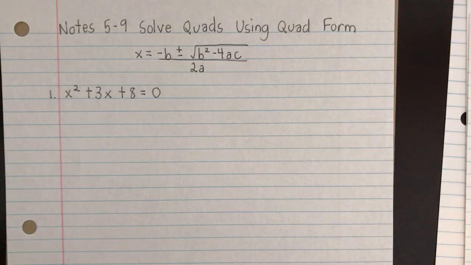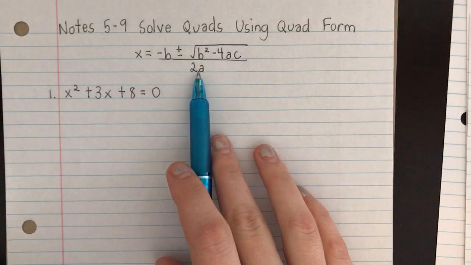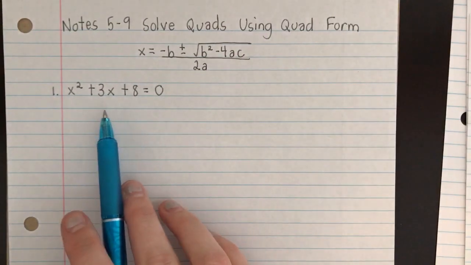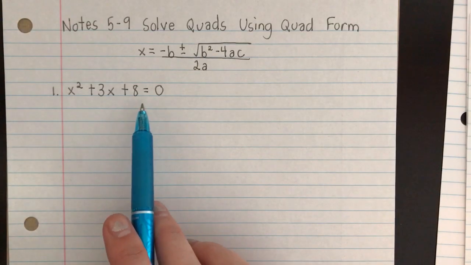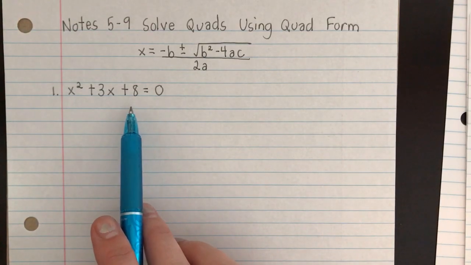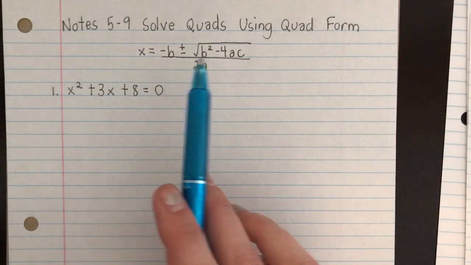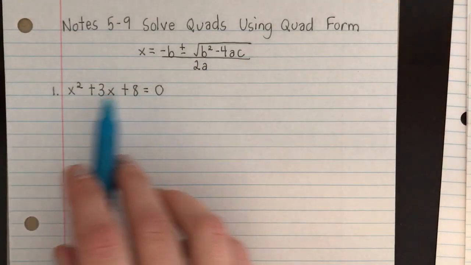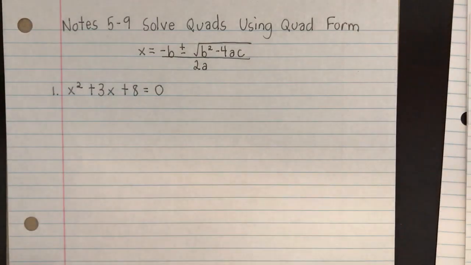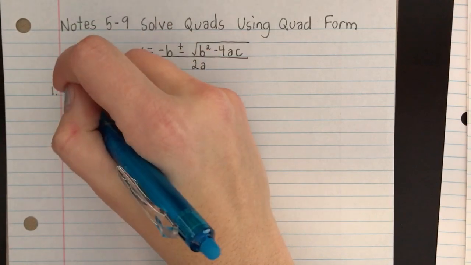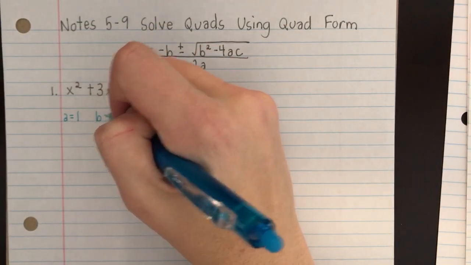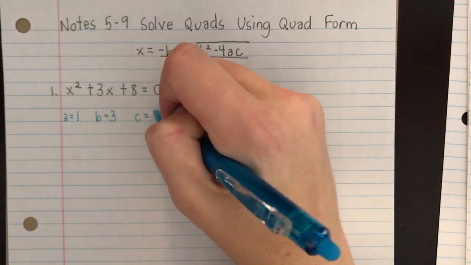Today we're looking at notes 5-9, solve quads using quadratic formula. So I've got the quadratic formula here, and this is our first example. Given this quadratic that's already in standard form, find the x-intercepts, or in other words, solve, using the quadratic formula. Remember, the quadratic has to be in standard form, and it is, and then you want to list what a, b, and c are. In this case, a is 1, the number in front here, b is 3, and c is 8.